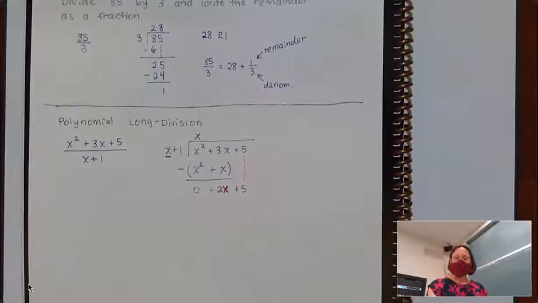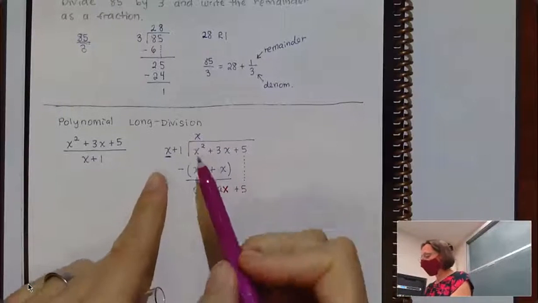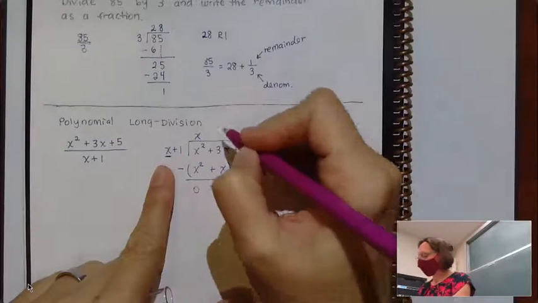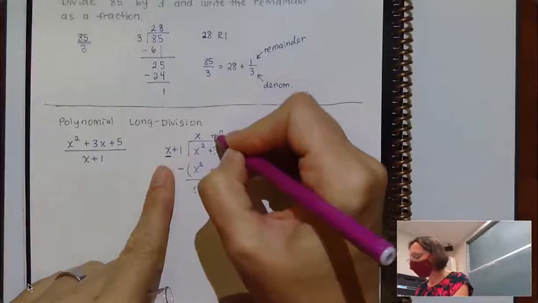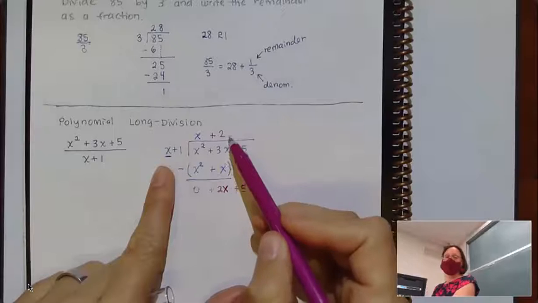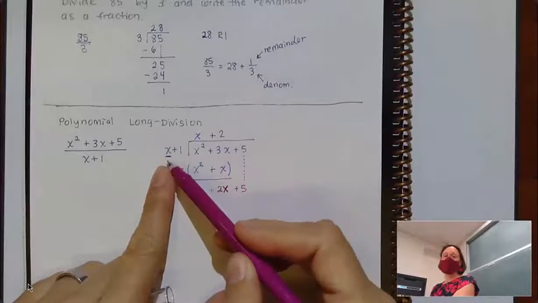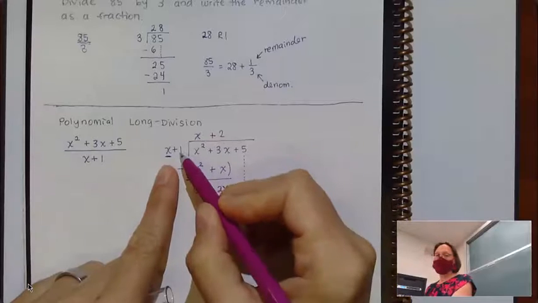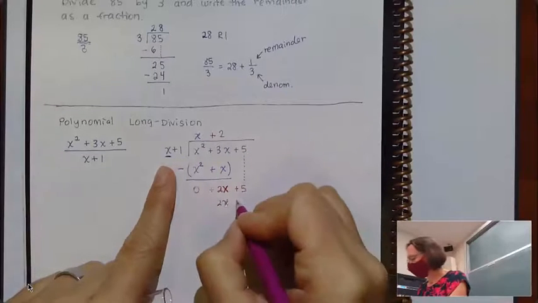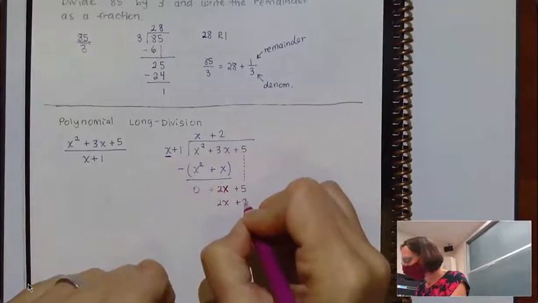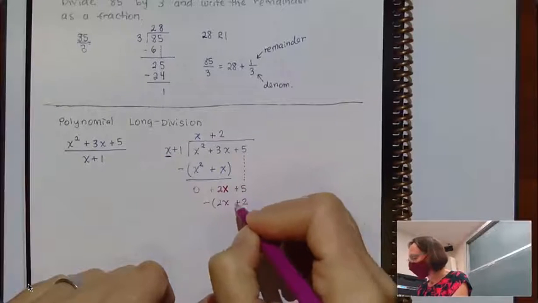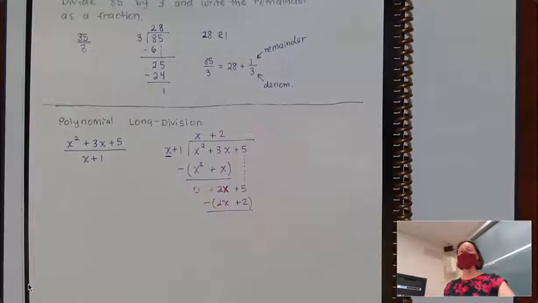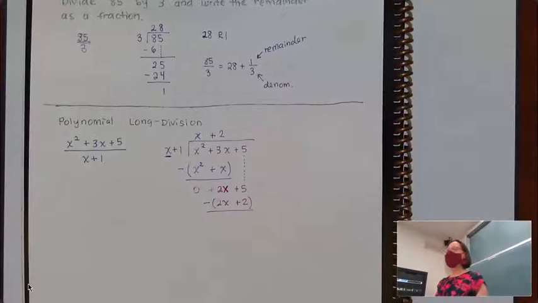Now I'm taking a look and saying, okay, x times what would give me 2x? And this time my answer is just a constant. It's going to be 2. And when I distribute the 2 down, the 2 is getting multiplied by the x, and it's also getting multiplied by 1. So 2 times 1 is going to give me that 2. And then we're subtracting that entire thing. And I choose to put it in parentheses because I want to remind myself that I'm subtracting both pieces.